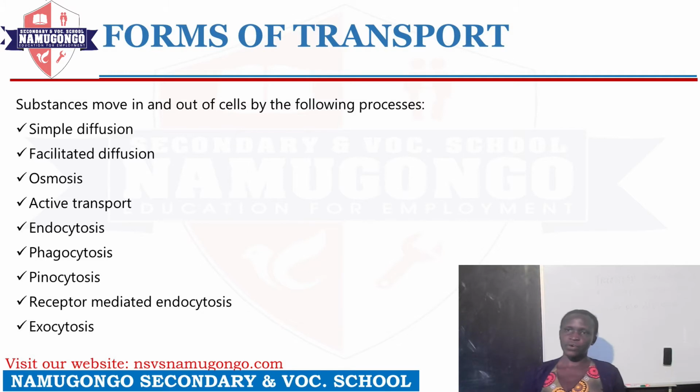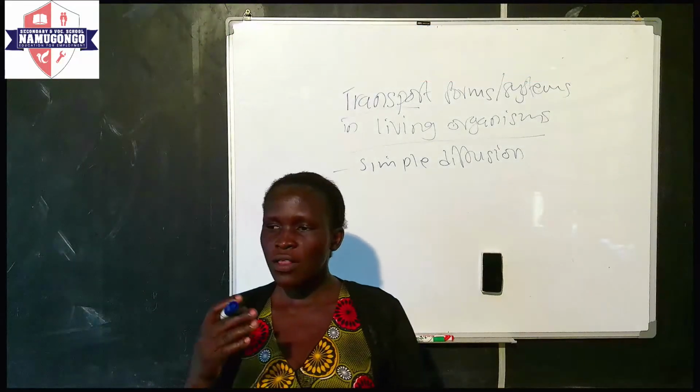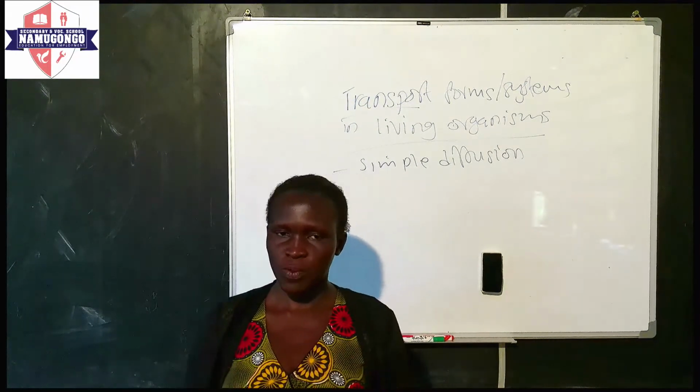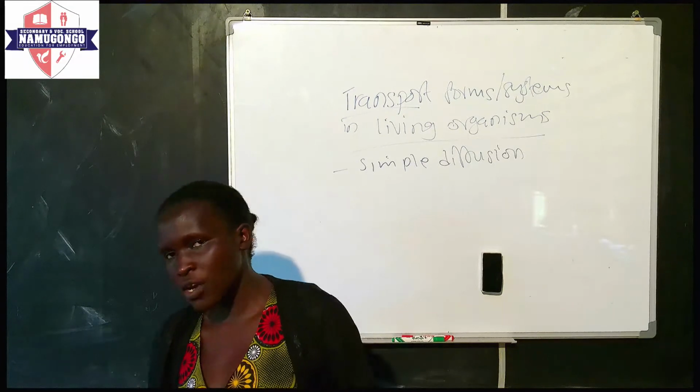We have what we call phagocytosis, of course, basing on the different organisms. Not every organism will use this system, but there are some that will use these systems, others may use other systems. Then we have what we call pinocytosis, we have receptor-mediated endocytosis, and then finally we have what we call exocytosis. All these are different ways by which organisms actually transport the materials that they require.